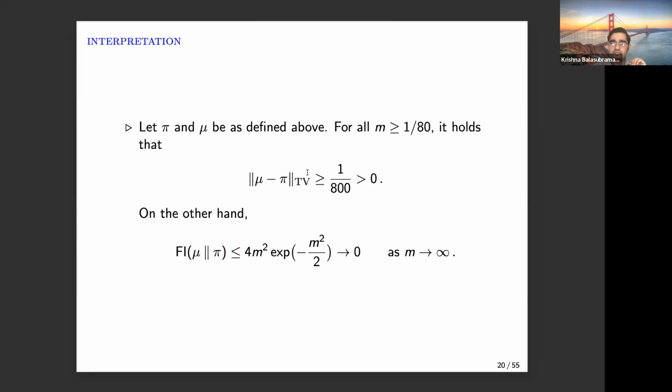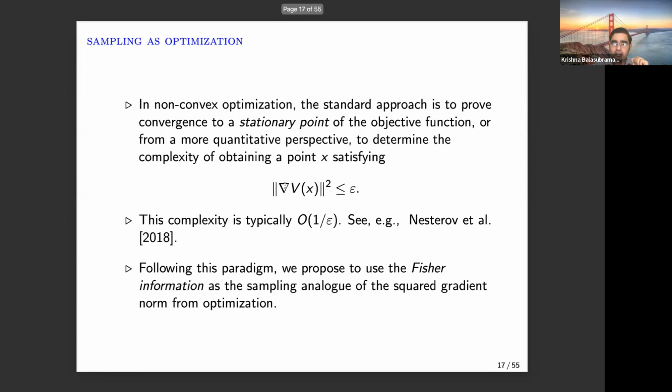So as we illustrate in this example, it's exactly as in the optimization world. If you're converging to a point where the gradient is 0, you will still not be able to distinguish whether it's a maxima or a minima or a saddle point. So that is still there, but at least you know that the gradient is 0 at that point.